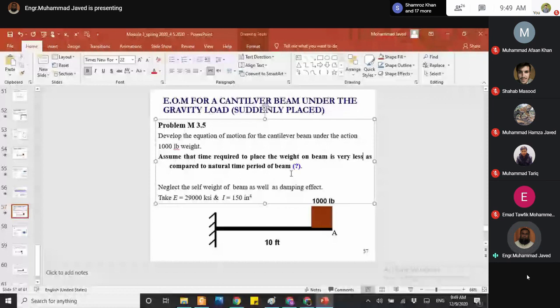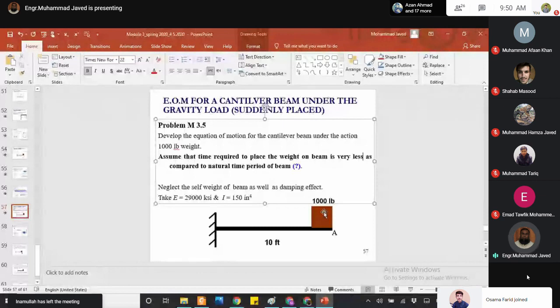तो यहाँ पर भी इसी किस्म की प्रॉब्लम ये गिवन है कि the 1000 pound weight is placed in a very small time on the beam. When a gravity load is placed in a time less than a certain limit, it produces dynamic effect and consequently vibrations occurs.